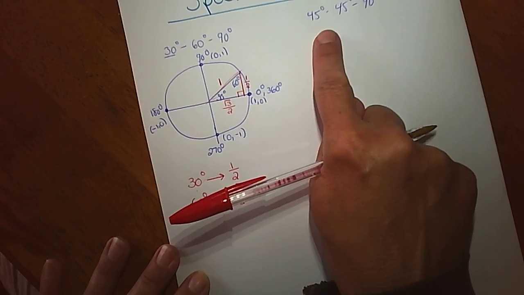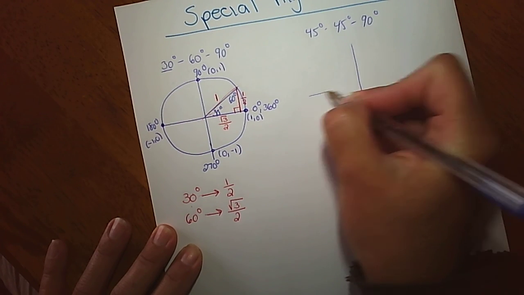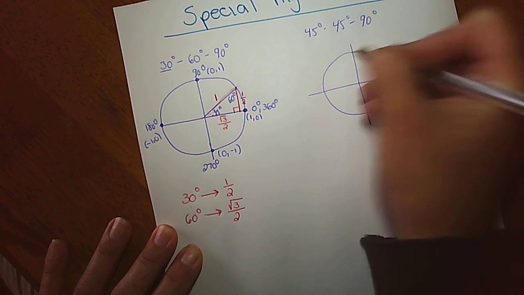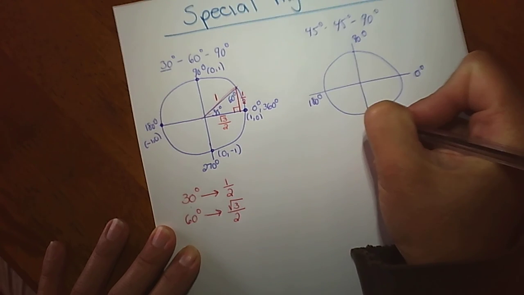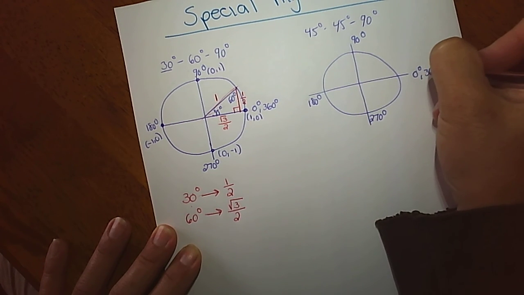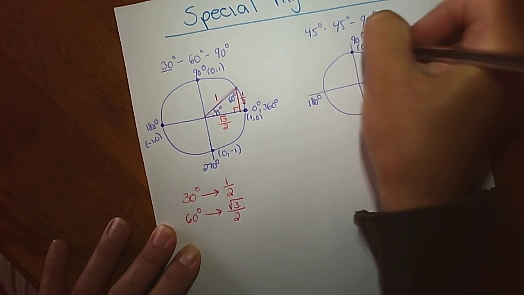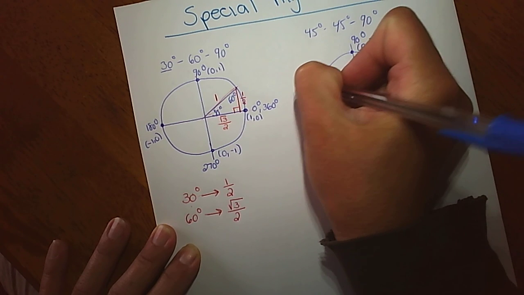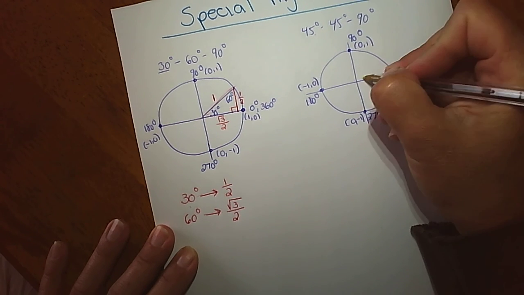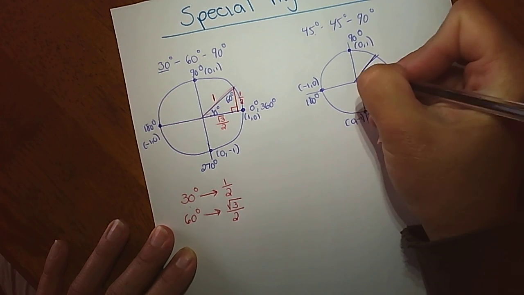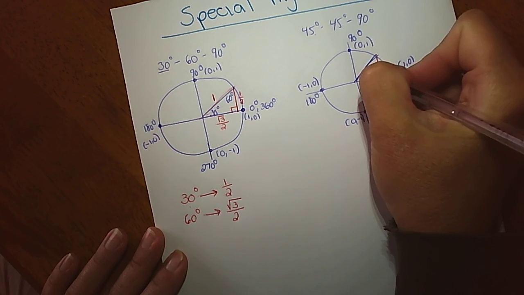Now we're going to do it again for the 45, 45, 90. So I'm going to draw another unit circle, right? So 0, 90, 180, 270, 360, right? This is the point 1, 0, 0, 1, negative 1, 0, 0, negative 1. Now I want to draw a 45-degree angle. So 45 is right in the middle here. Okay, so now because we're doing trig, I'm going to make a right triangle.